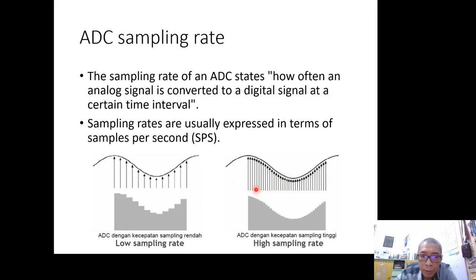But if you use a high sampling rate, just remember that you need more storage to save these signals. More storage, more data. Take a look at this. This is less data, this is more data. Sampling rates are usually expressed in terms of SPS, or samples per second.